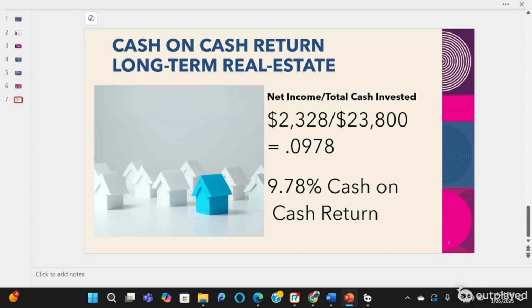But once again, this is cash on cash return. And we used an example of a long-term real estate deal, long-term real estate investment, long-term rental property.